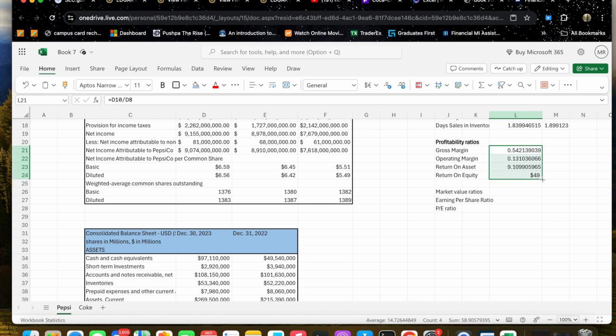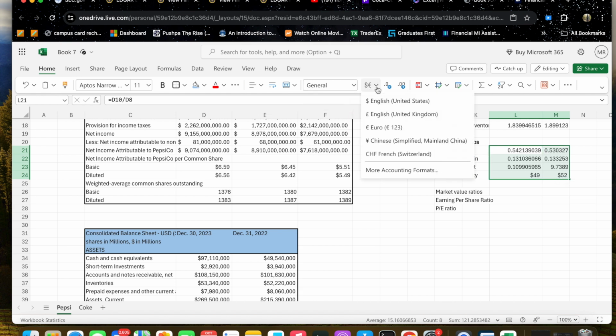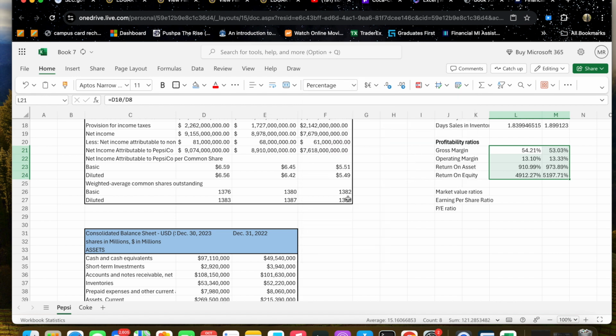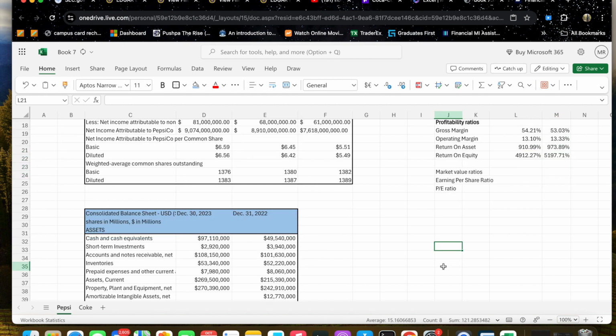Now I simply drag the formula to the right hand side and paste it. That's it. It will give us the profitability ratios of the year 2022. Now I'll turn them into percentages.